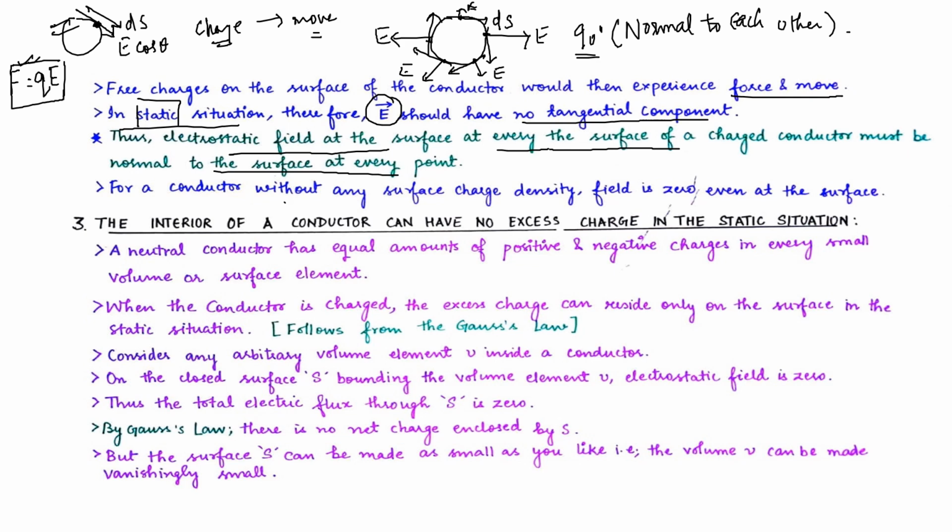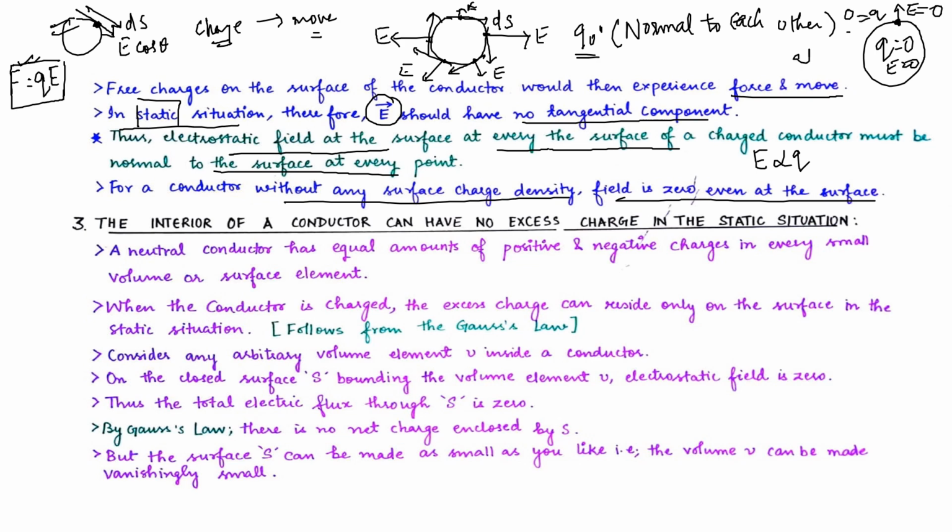Next, for a conductor without any surface charge density, field is zero even at the surface. If there is no charge on the surface, then field at the surface will be zero. Field is proportional to charge. If no charge, no field. So mostly we say there is no charge inside, so E is zero inside, and on the surface we have charge, so we have electric field normal to the surface. In case this charge is equal to zero, the electric field will also be zero at the surface too.